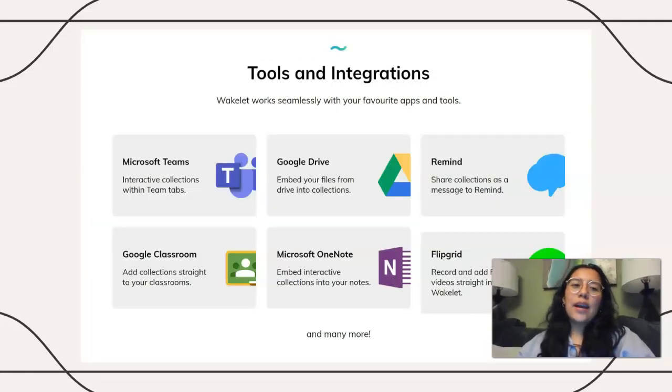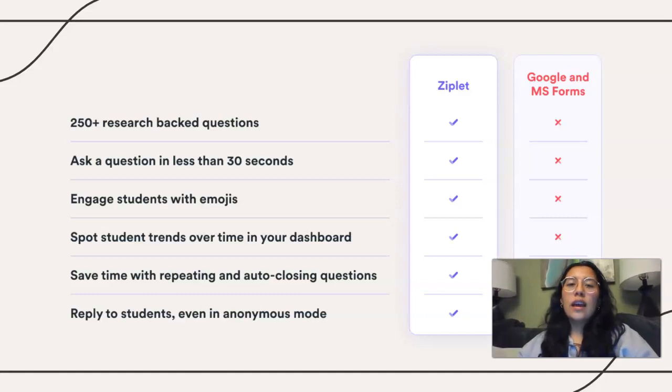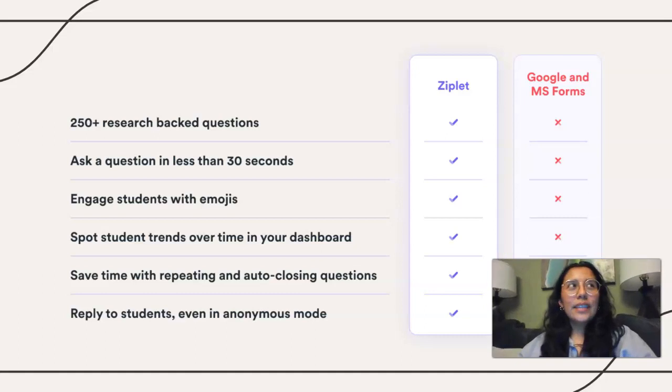So Ziplet is compatible with many applications: Microsoft Teams, Google Drive, Remind, Google Classroom, Microsoft OneNote, and Flipgrid. Ziplet's main competitors are Google and MS Forms. However, Ziplet offers 250 plus research-backed questions, allowing your questions to be more engaging for your student body, and it's not just a repetitive same question.